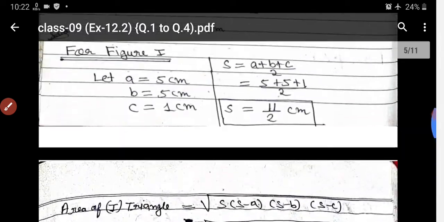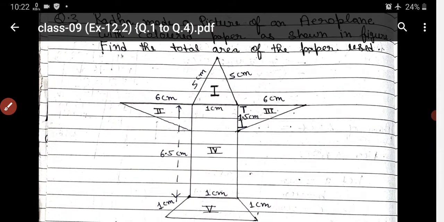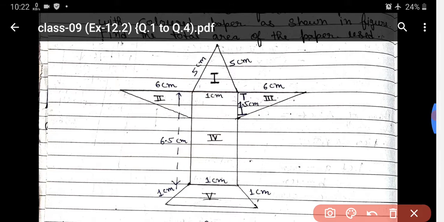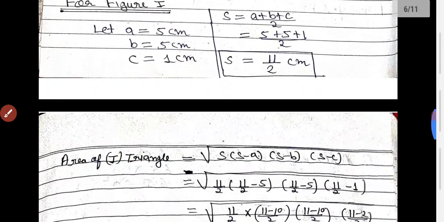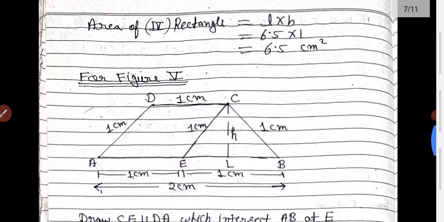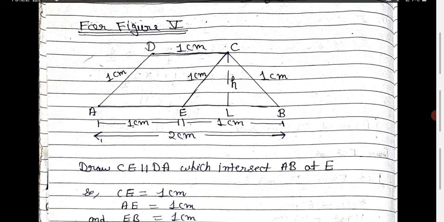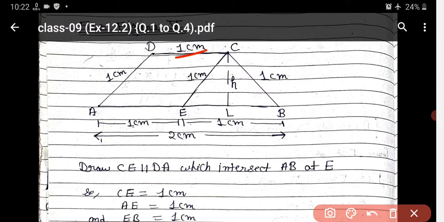So finally you find the area of what? You have to find the area of the first triangle. This is the first triangle, second triangle, third triangle, and the fourth rectangle. Now I am going to find the area of the trapezium. To find the area of the trapezium, we have to understand this trapezium deeply. So I will make one diagram of this trapezium part only. So I make a trapezium here. It is 1, it is 1, it is 1, and total is 2.